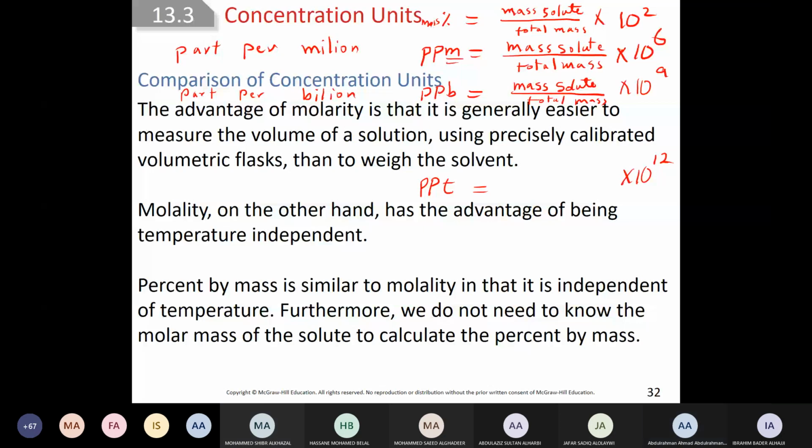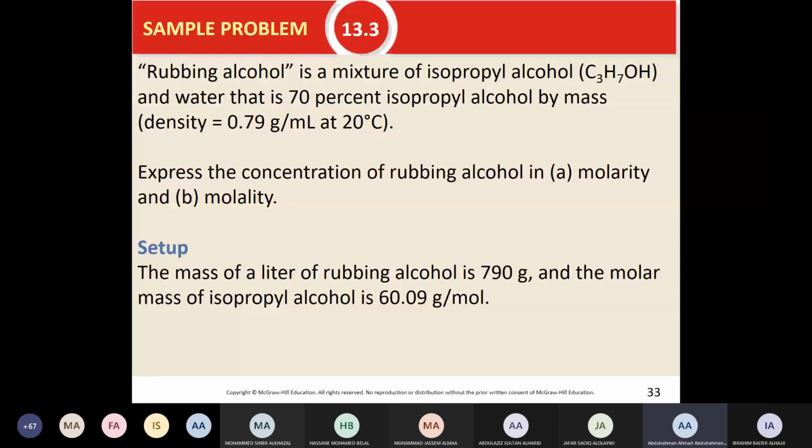What about thousand? Oh, we don't have thousand. No, we don't. These are all units now used in the environment.